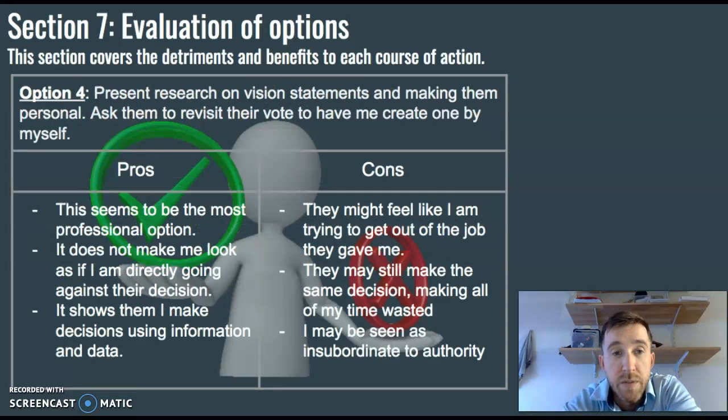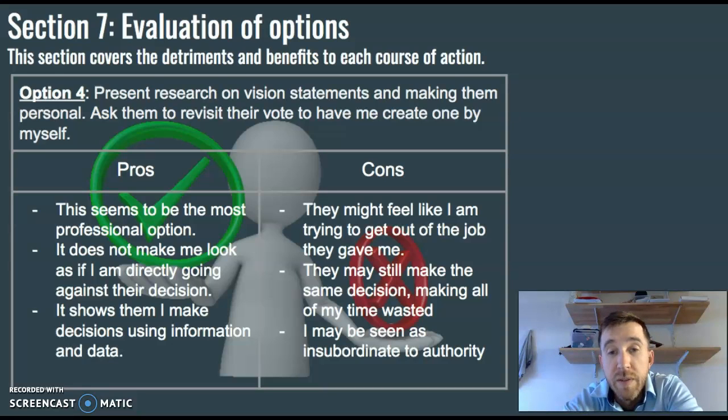And my final option is to do some research and then present it to them at the next meeting on vision statements and how important it is to make them personal, and then ask them to revisit their decision to have me develop it on my own. The pros to this would be that it seems to be the most professional option. It does not make me look as if I'm going against their decision, just asking them to revisit it, and it shows them that I make decisions using information and data rather than just what I feel is best.